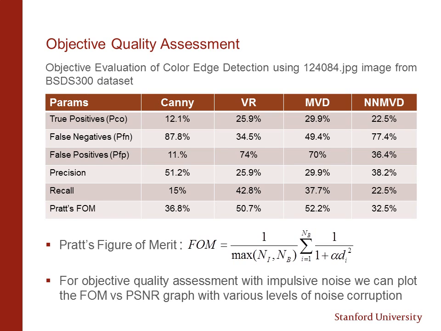Pratt's figure of merit is particularly important because it not only takes into consideration the actual pixels that have been identified as edges, but also the spatial deviation of the detected edge pixels from the ground truth data. Finally, for objective quality assessment with impulsive noise, we plot the figure of merit versus the PSNR graph at various levels of noise corruption to see the performance of different edge detectors.